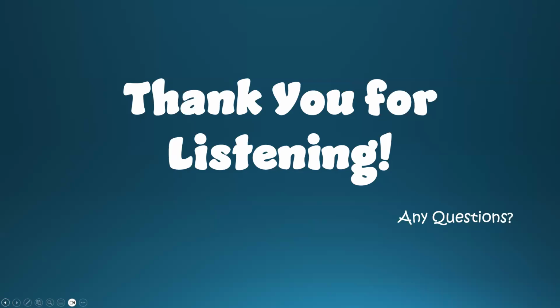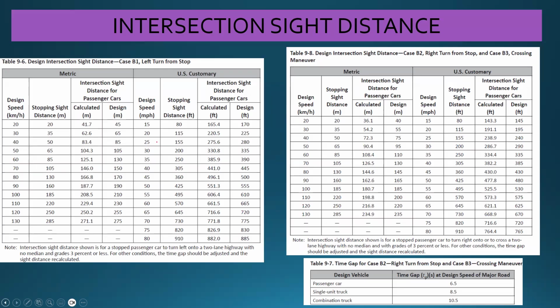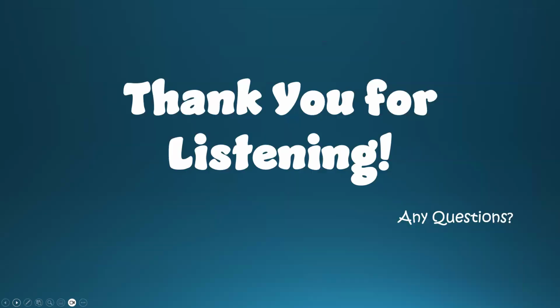So any questions? That would be all for our sight distances. The rest of the types of intersections we will not discuss further for this course. So let's just stop here at case B sub 1, case B sub 2 and B sub 3. Their formulas are the same, only their time gaps are different. So I hope you will be able to understand the sight distances and their importance in designing our highway. So thank you so much.